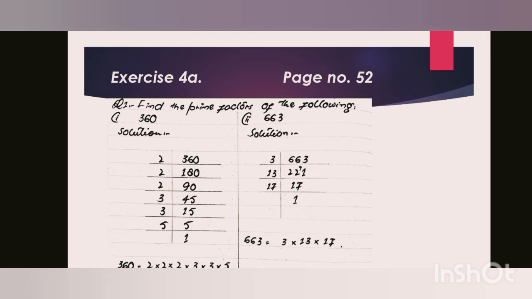Now moving on towards 663. 663 is an odd number, so we begin dividing it by the number 3. 3 2s are 6, 3 2s are 6, 3 1s are 3. Now 221. Now divide 221 by the number 13. 13 1s are 13. 9 remaining, 9 is with 1. It becomes 91. Then 13 7s are 91. Then lastly 17 1s are 17. Now 663 equals 3 into 13 into 17. These are the prime factors of 663.